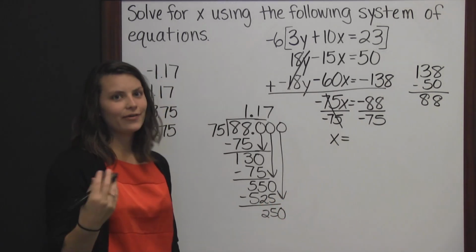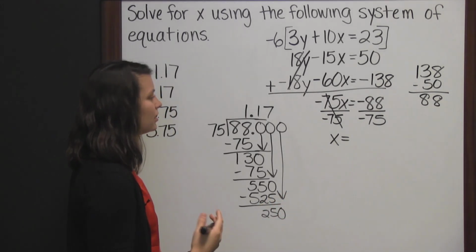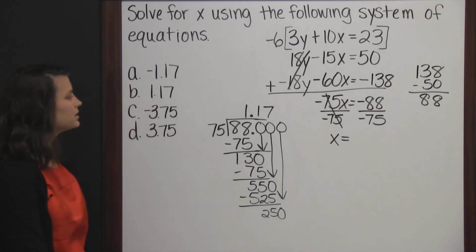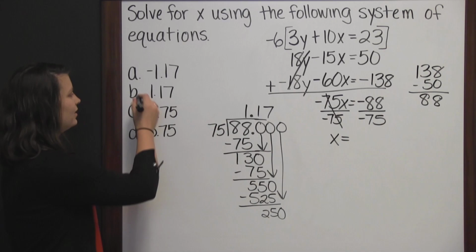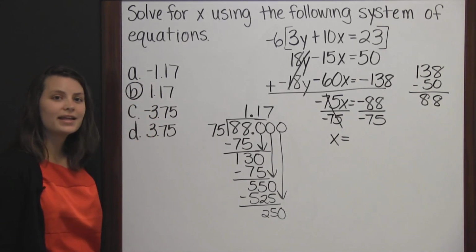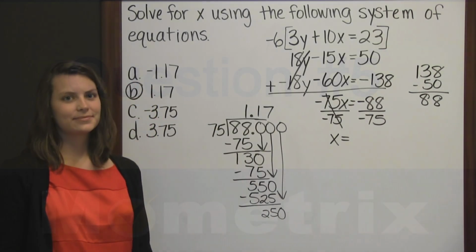And we could keep on going, dividing until we find the end. But since this is multiple choice, we can already see which answer choice is correct. And that would be answer B, 1 17/100.